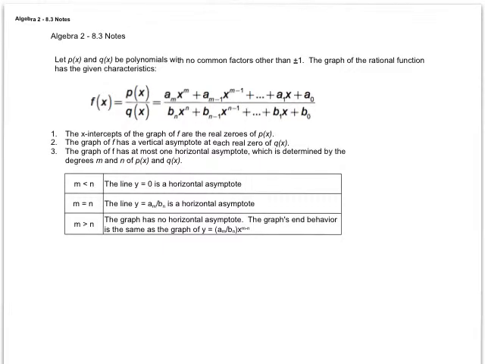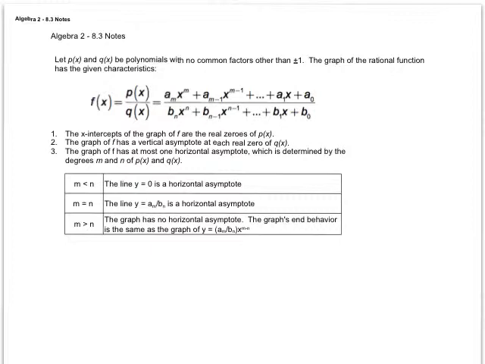Okay, in section 3, what we're looking at is general rational functions. And when we talk about general rational functions, we're talking about one function that's made up by a fraction of two others. One of the things that we're really interested in is to make sure that there are no common factors except for plus or minus 1.